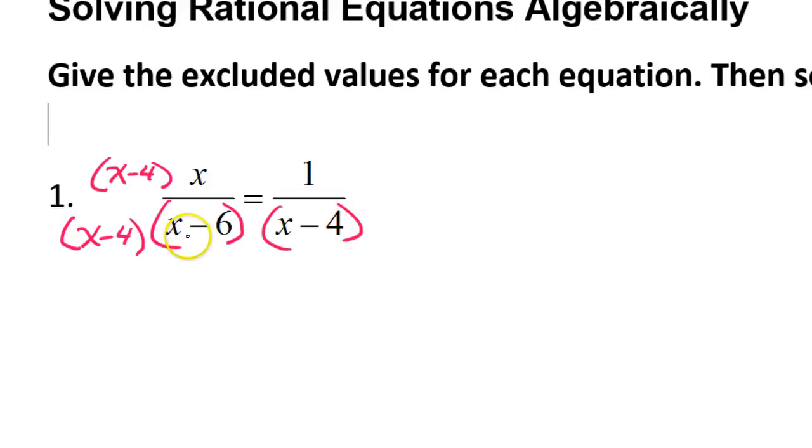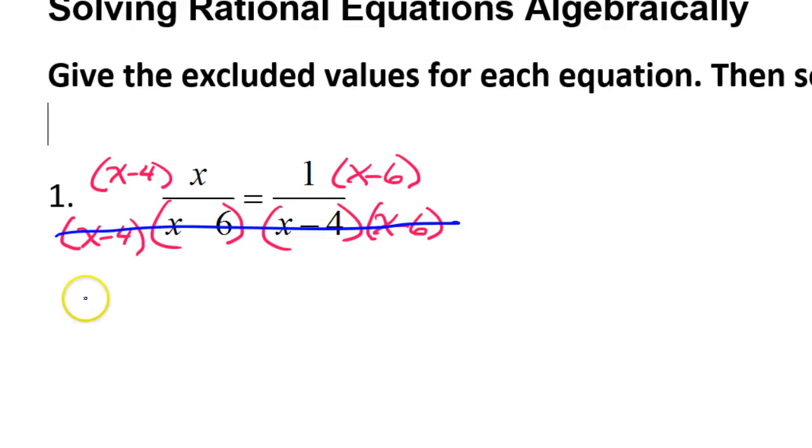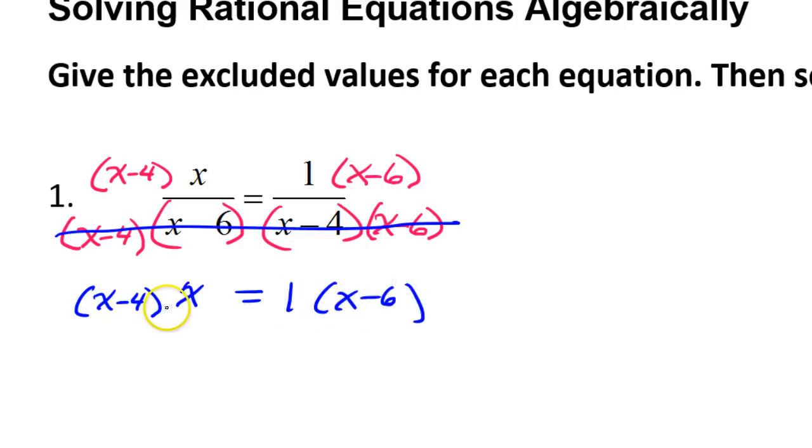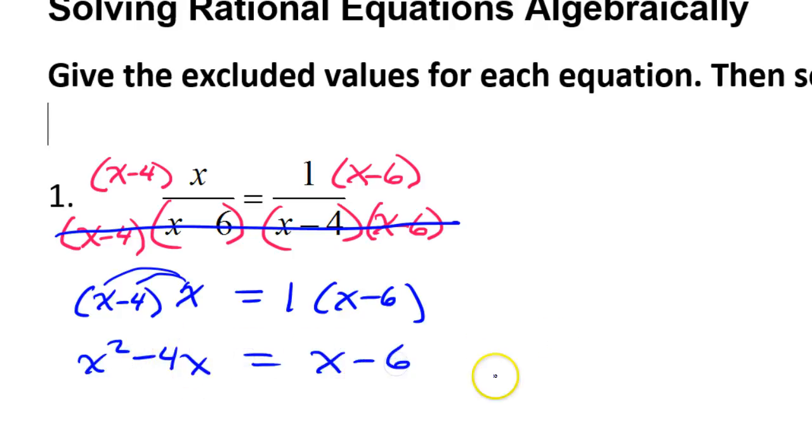Since this side has an x minus 6, then this side will also need an x minus 6, which again, I will put in the numerator and the denominator. Once you have the denominators the same, then you can just set the numerators equal to each other. In other words, it would be like canceling out the like denominator. So now we have x minus 4 times x is equal to 1 times x minus 6. Alright, a little distributive property gives us x squared minus 4x is equal to x minus 6.